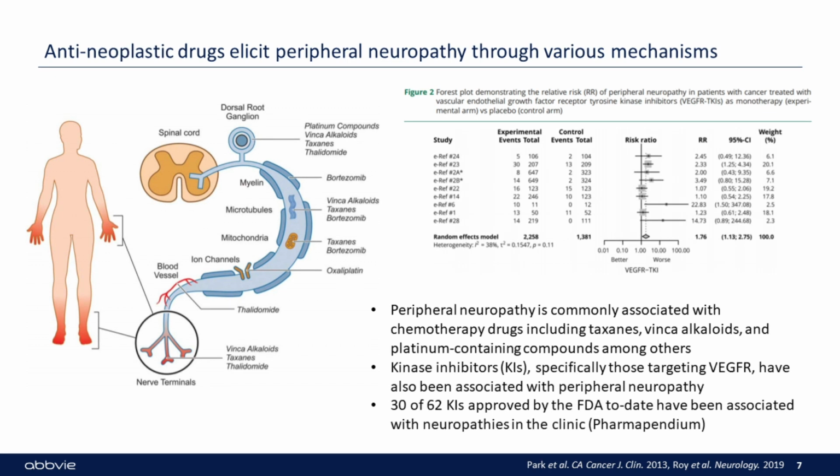An underappreciated class of compounds that are associated with neuropathy are receptor tyrosine kinase inhibitors. Shown here on the right is a statistical analysis of clinical trials showing that patients taking VEGF receptor inhibitors are at increased risk of developing neuropathy in the clinic. And an analysis of 62 of the approved kinase inhibitors to date reveals that 30 of them are associated with neuropathies in the clinic.